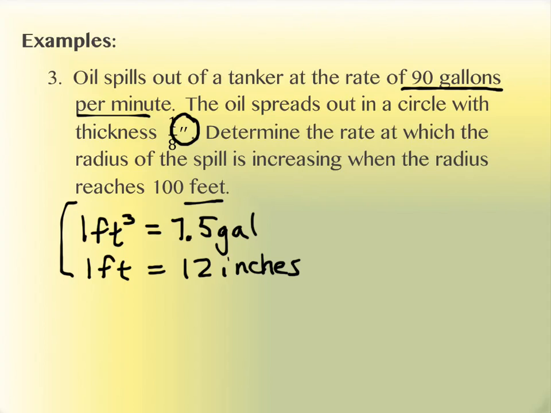Now, it's not very thick. I mean, 1/8 of an inch is not very thick. But that's what they're describing. It has thickness to it. And since it has thickness, the shape's actually a cylinder that it's spilling out into. You guys tracking that okay?